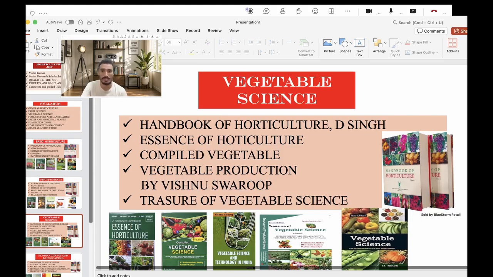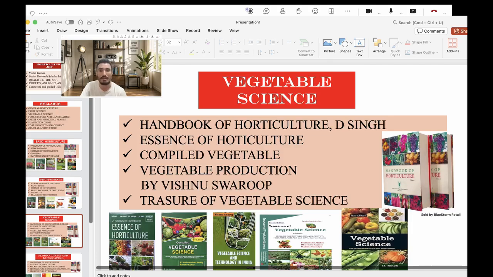So next we have Essence of Horticulture. After studying Handbook of Horticulture, please switch to Essence of Horticulture for combined knowledge of the breeding as well as production aspects. Then we have the Vishnu Sarup book, Production Technology in India by Vishnu Sarup. This is basically an advanced book studied by research scholars, if you want to know the advanced level of vegetable science. So if you are in an early stage of your preparation, please do refer to this book.